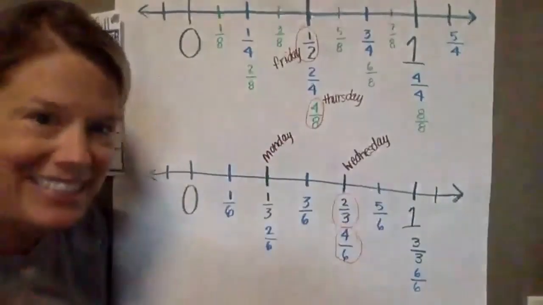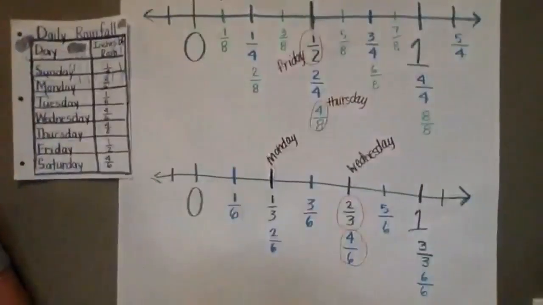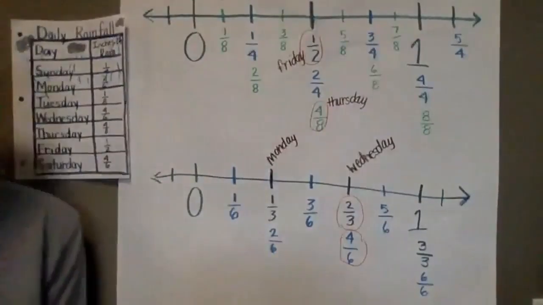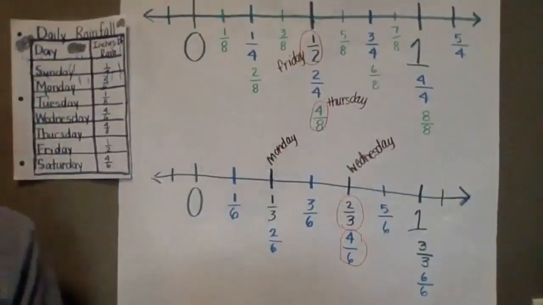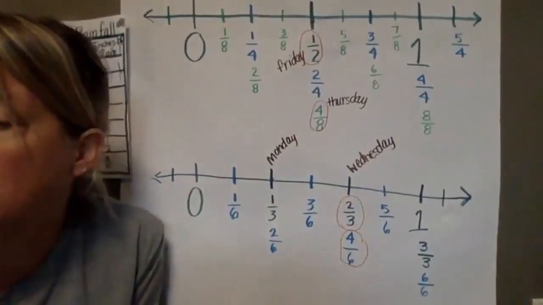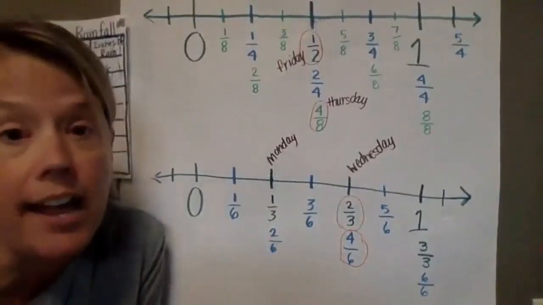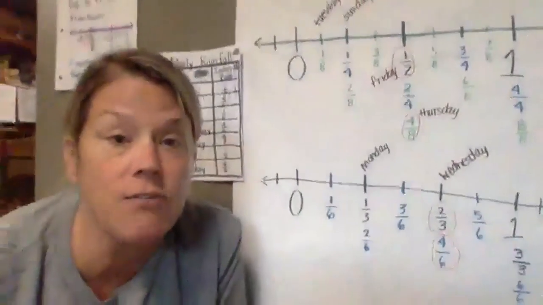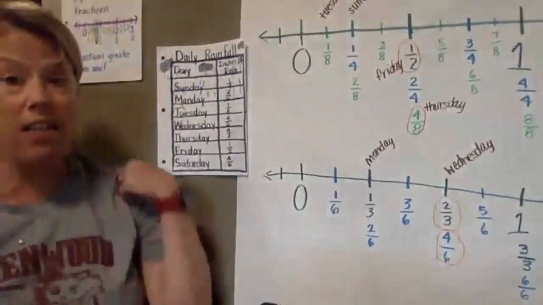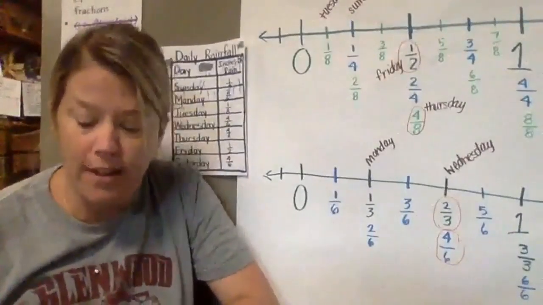So I could say 2/3. My poster fell again. It's fine. Where's my paper? There it is. We could say that 2/3 is another way to record the amount of rain that fell on Saturday. So we could say 4/6, or we could say 2/3. They have the same value in how much rain fell.